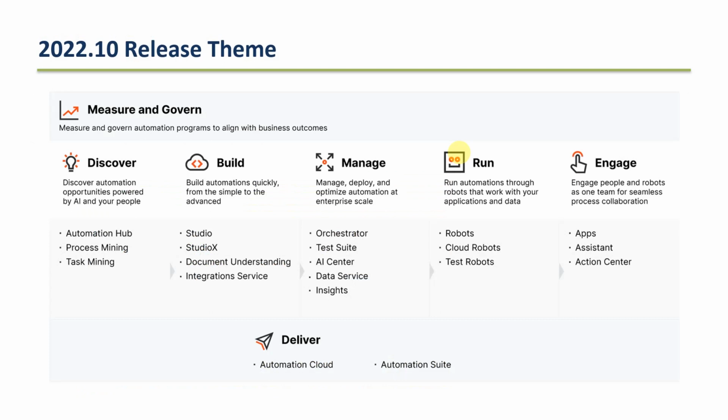If I move forward, this is the complete life cycle of an RPA: discover, build, manage, run and engage. And at the bottom you see all the UiPath products which are being used, such as in the discover you have Automation Hub, Process Mining, Task Mining. For the build, you have Studio, Studio X, Document Understanding, Integration Services, and so on and so forth. In this release, we are seeing an update in most of the items which you see on the screen. In this video, I am going to target mostly the update which has happened on the UiPath Studio front. So in case you are a developer, you need to follow along and see how exactly this update is giving you more features and more flexibility in the automation.